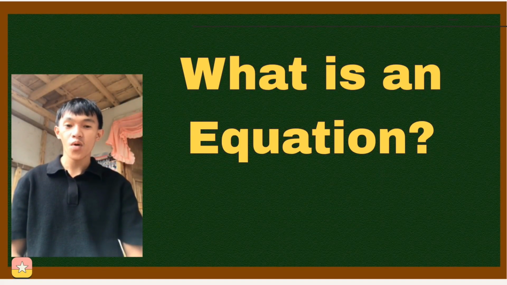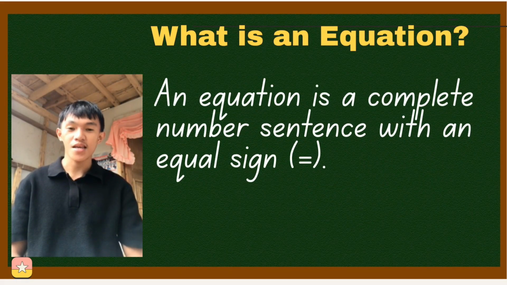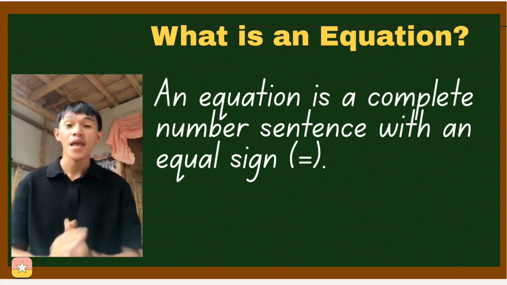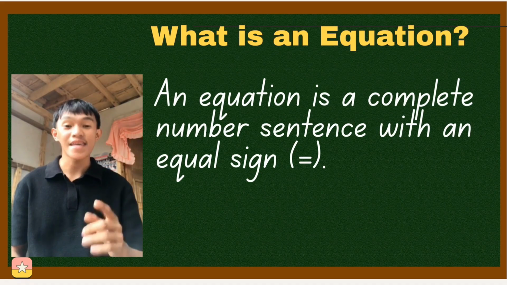So now, what is an equation? Ronnie, can you read it? Very good. Let us give Ronnie 5 claps. 1, 2, 3, 4, 5. An equation is a complete number sentence with an equal sign.